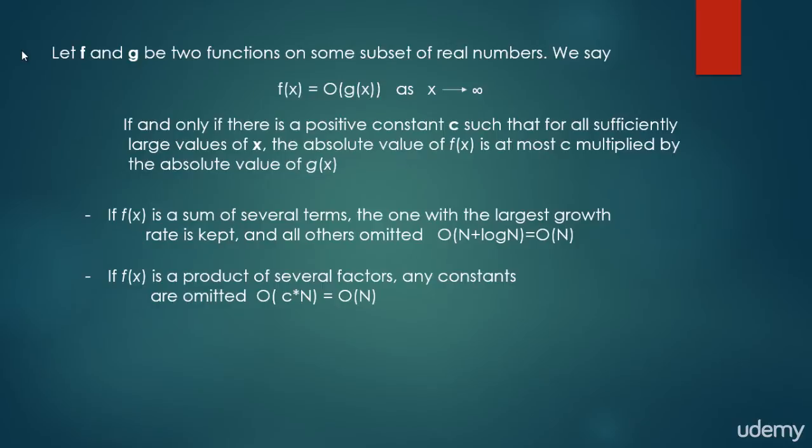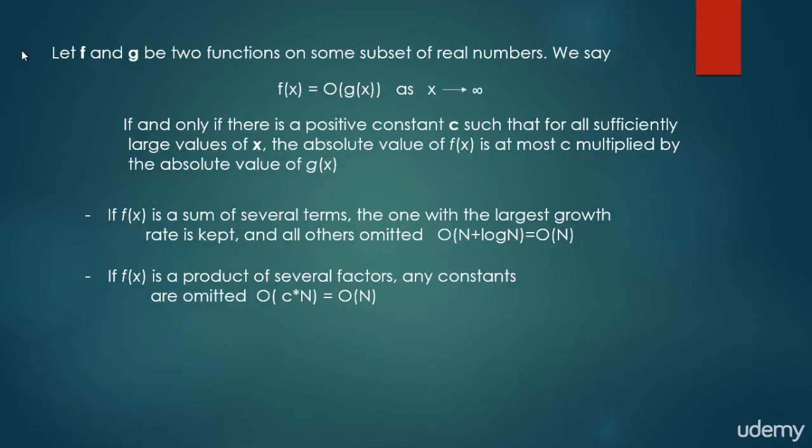And the concrete definition is: let f and g be two functions on some subset of real numbers, then we say that f(x) is equal to big O of g(x) as x tends to infinity if and only if there is a positive constant c such that for all sufficiently large values of x, the absolute value of f(x) is at most c multiplied by the absolute value of g(x).